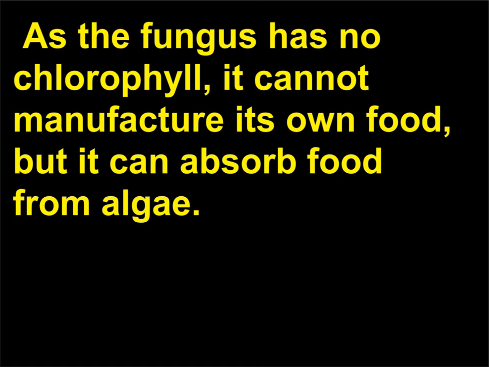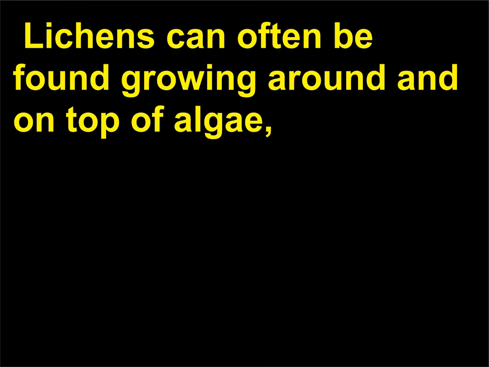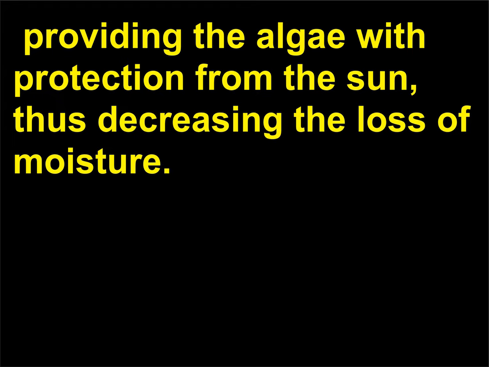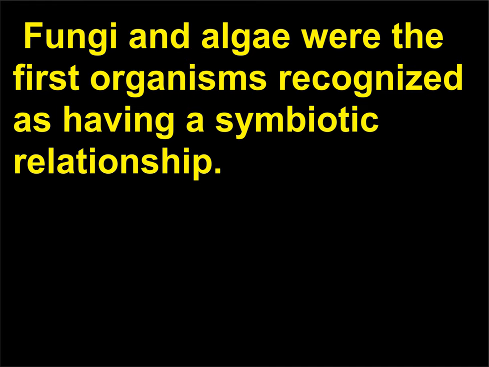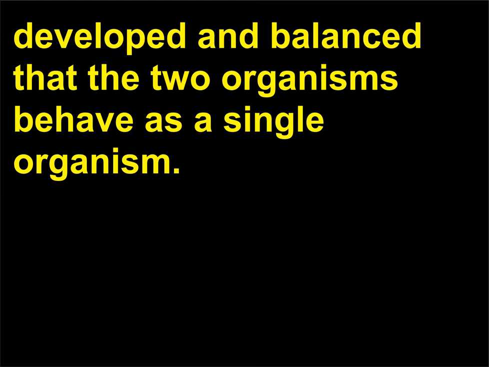Lichens and algae enjoy a symbiotic relationship. Lichens can often be found growing around and on top of algae, providing the algae with protection from the sun, thus decreasing the loss of moisture. Fungi and algae were the first organisms recognized as having a symbiotic relationship. A unique feature of this relationship is that it is so perfectly developed and balanced that the two organisms behave as a single organism.